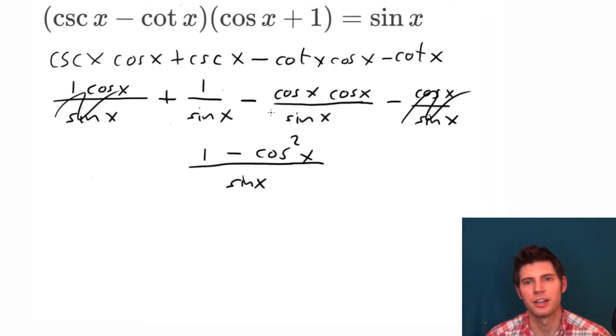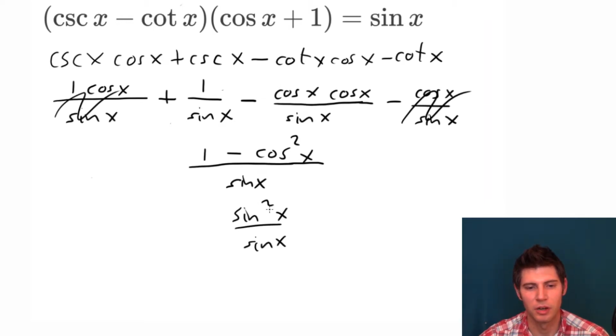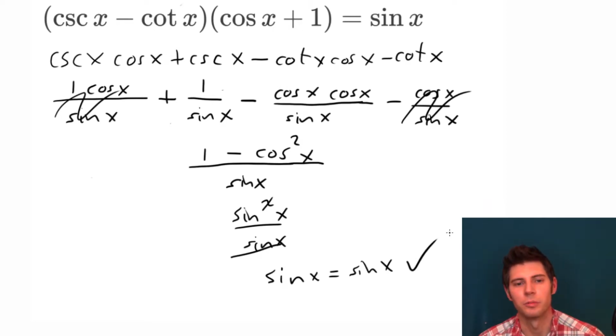So if you remember Pythagorean identities, 1 minus cosine squared x is sine squared x. And then just bring down the sine x from above. And then sine squared over sine, 1 cancels on bottom and 1 cancels on top. So we're just left with sine of x, which equals sine of x. And that's what we wanted to prove.